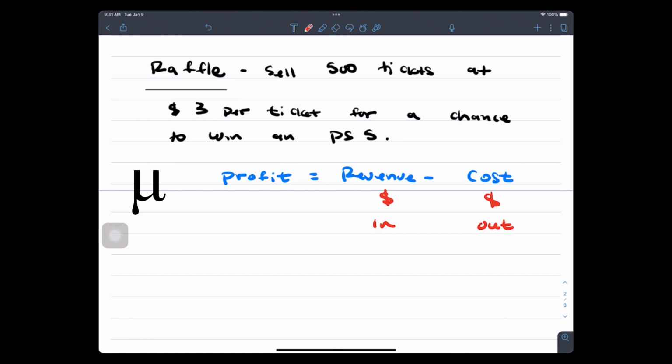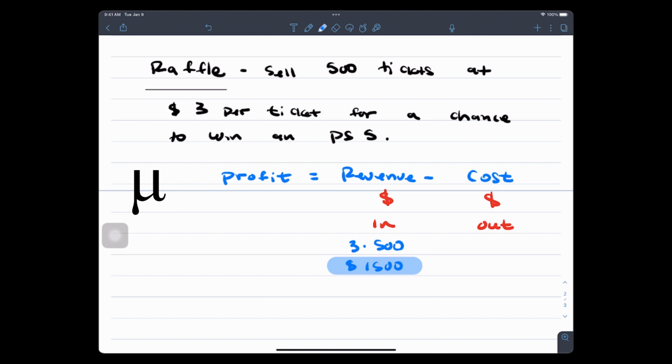So if I said to you guys, what's your revenue here for this model that we're looking at? You sold 500 tickets at $3. What does that mean? What's your revenue? You say, how do you know that's 1,500? Because 3 times 500 is what? 1,500. You guys okay with that? So you brought in revenue, how much did you guys bring in? 1,500 bucks. Is that true?